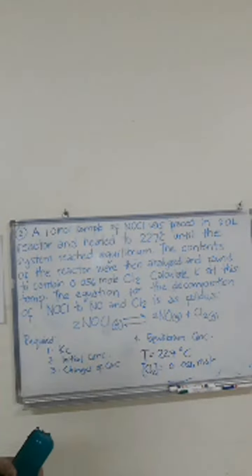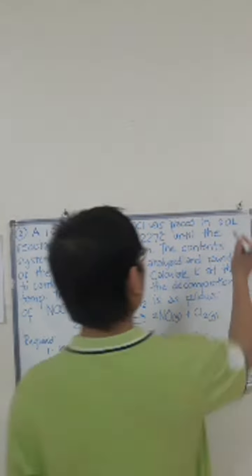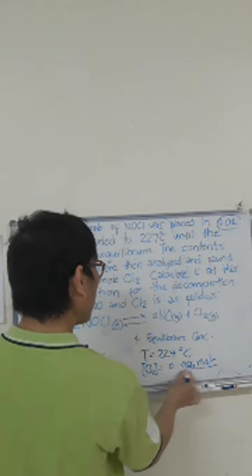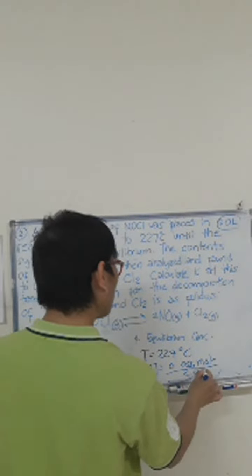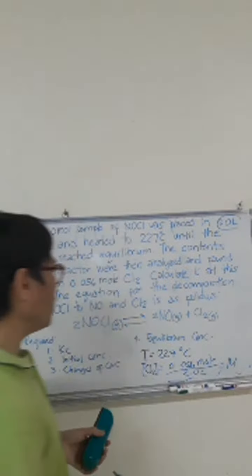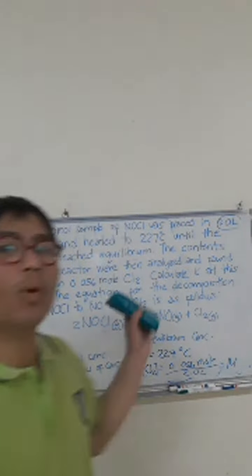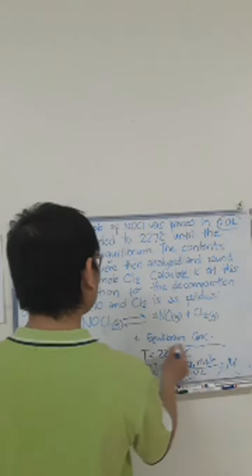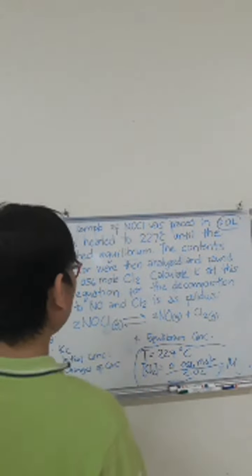What is the container? 2 liters. So we say 0.056 moles divided by 2. So it will become moles per liter, or the molarity. The molarity of the chlorine gas at equilibrium. So this is our data.